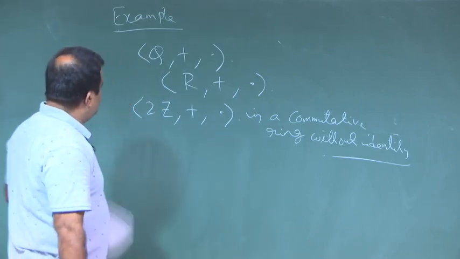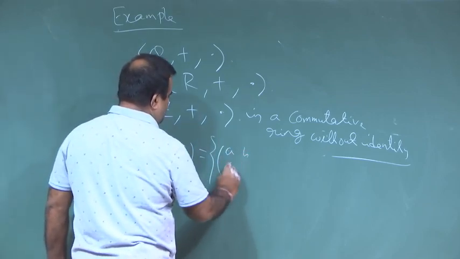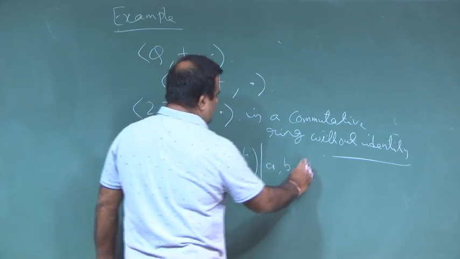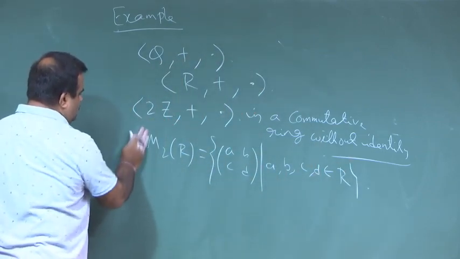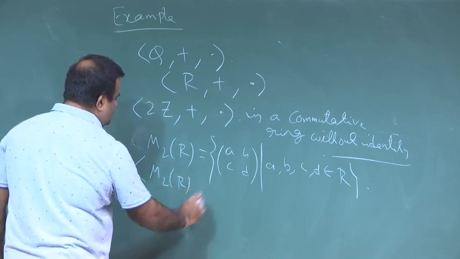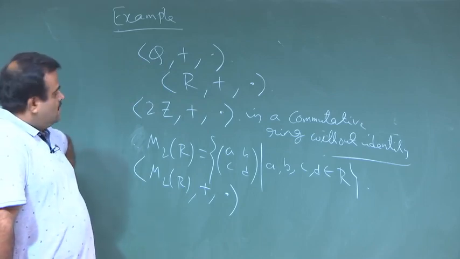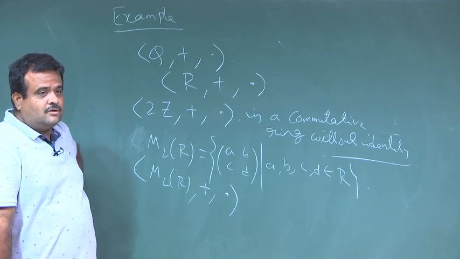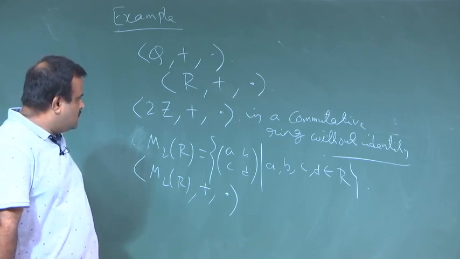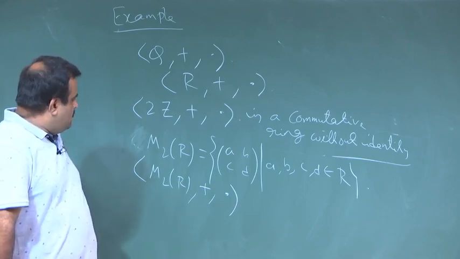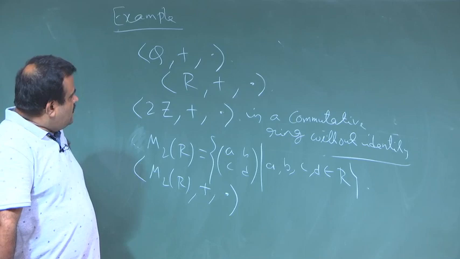Now, if you take the matrices, say M2(R), 2 by 2 matrices, these are A, B, C, D, where A, B, C, D come from R. If you take this along with matrix addition and matrix multiplication, then this is also a ring which is not commutative, because matrix multiplication is not commutative. This is a ring with identity, because [1 0; 0 1] is the identity element which belongs to this set. This is a ring with identity, but not commutative. Okay. We can take other examples also.